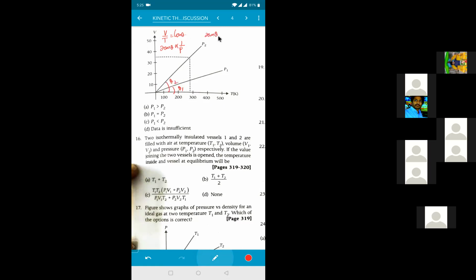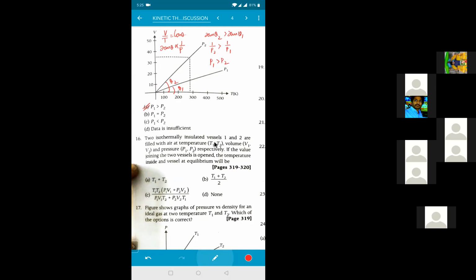Obviously, tan theta 2 is greater than tan theta 1. So 1 by P2 will be greater than 1 by P1. So I can write from this that P1 will be greater than P2. See, a simple question, but it still requires diagrammatic understanding. That's it. Same as previously. Next one.